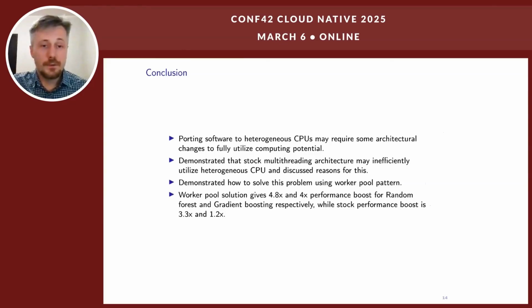So to sum up, we saw that porting of software to heterogeneous CPUs may require some architectural changes to fully utilize computing potential. We demonstrated that stock multithreading architecture may inefficiently utilize heterogeneous CPUs and discussed reasons for this. We demonstrated how to solve this problem using the worker pool pattern, and we got a 4 times to 5 times performance boost for random forest and gradient boosting.